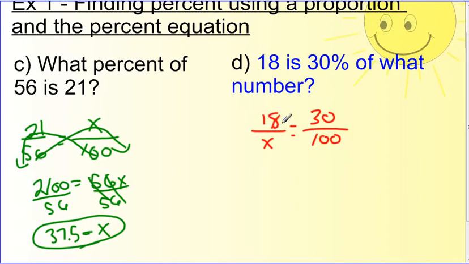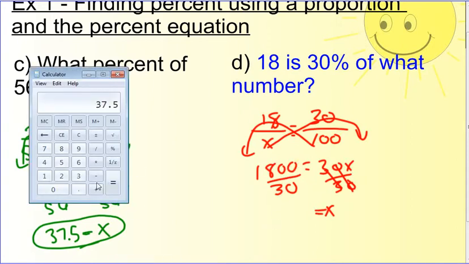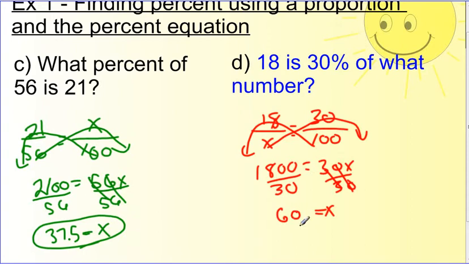Now, we cross multiply and solve. So 100 times 18, and x times 30. Solve. So we divide by 30 here to get the variable by itself. We get x equals 1800 divided by 30, which is going to give me 60, I believe. $18 is 30% of 60.